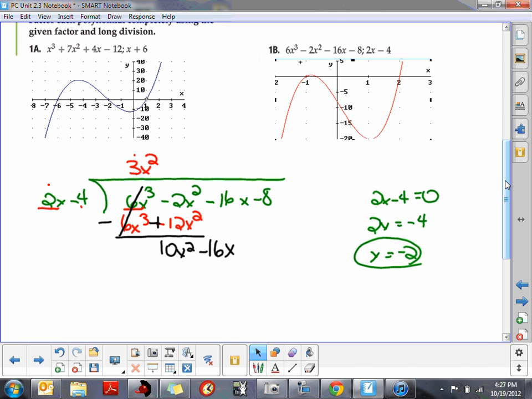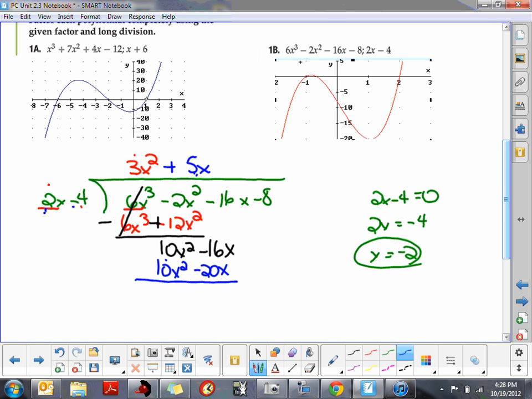Okay, now we're back to the same strategy. What do I multiply 2x by to get a 10x squared? And that is by 5x. So plus 5x. 5x times 2x is 10x squared. 5x times a negative 4 is a negative 20x.